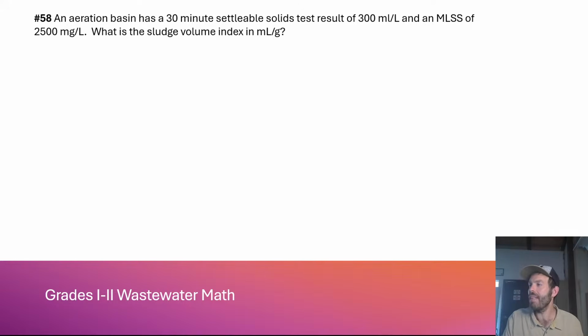Okay, number 58, and the last math problem we're doing. An aeration basin has a 30-minute settleable solids test result of 300 milliliters per liter and an MLSS of 2,500 milligrams per liter. What is the sludge volume index in milliliters per gram? Very simple. Some of you were like, whoa, what does that mean? It's actually super simple. I'm going to show it to you real quick.